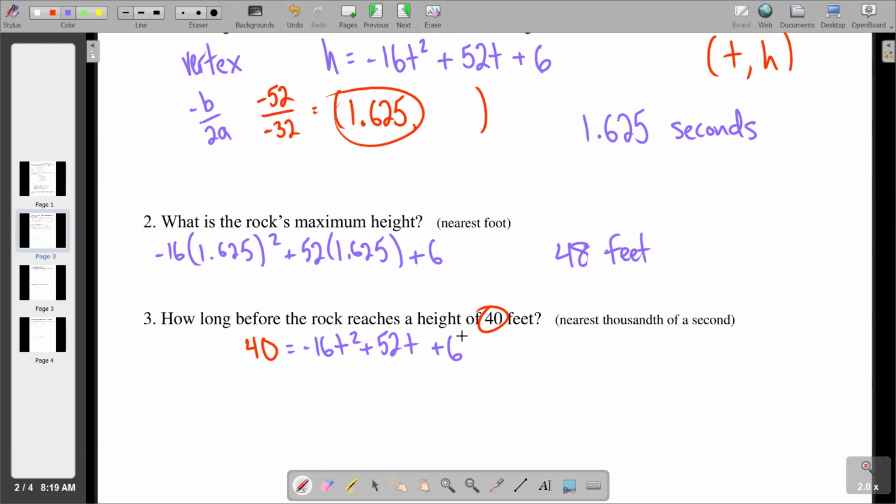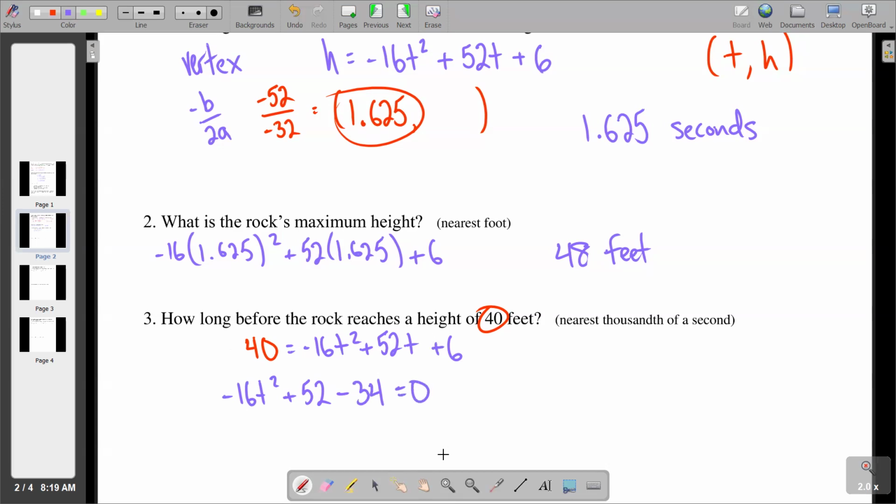And now quadratic brains kick in. What do we do to solve this equation? Get that 40 out of there first. We know with quadratics that we want them equal to 0. That's just step one. Whether we go down the factoring road or the quadratic formula road, getting it equal to 0 is pretty important. So we're going to write this now as negative 16 t squared plus 52 t minus 34 equals 0.